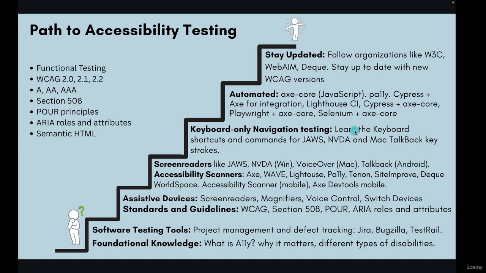So like we went over the keyboard shortcuts for JAWS, NVDA, and Mac TalkBack keystrokes. Get familiar with some of the automated tools like axe-core, which uses JavaScript, Pa11y, Cypress plus axe for integration, Lighthouse CI. This is the CI version of Lighthouse from Chrome. It uses automated performance and accessibility testing during the builds and the deploys. It's pretty cool. It works well with GitHub and other CI tools. Cypress plus axe-core, or Playwright plus axe-core, or Selenium plus axe-core. So these are automated accessibility checks that are very good for your functional end-to-end test.